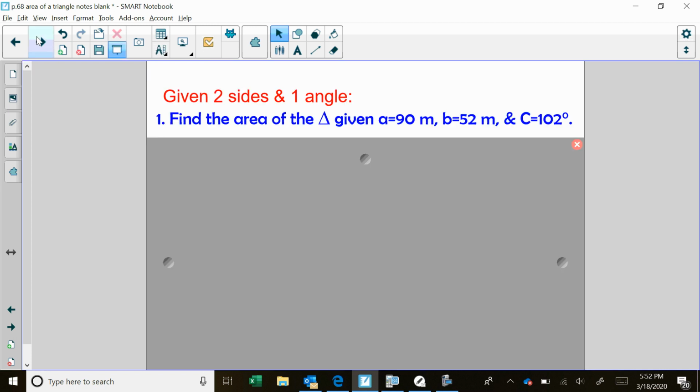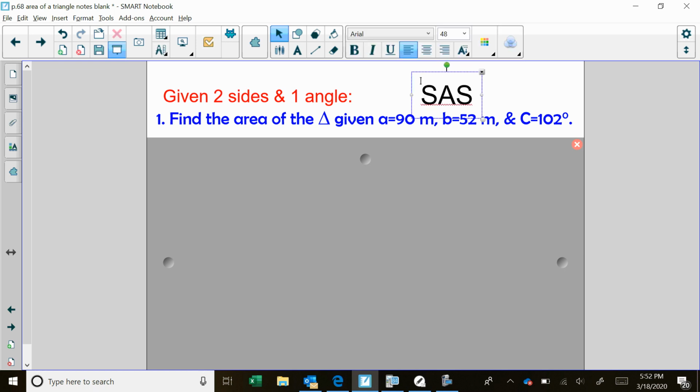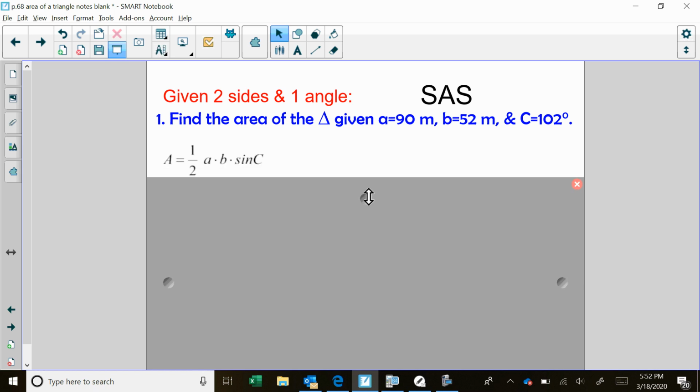Okay, welcome back. I hope you have a calculator ready because these first two examples are going to go by pretty fast. The first two examples are given two sides and an angle. That's the side angle side version that I was talking about. You have angle C, and you have little side A and little side B. And so conveniently, that is this formula right here. And it's literally a plug and chug problem.